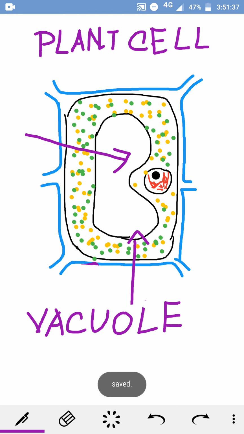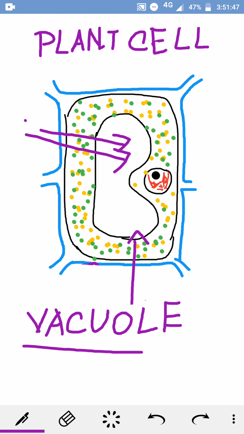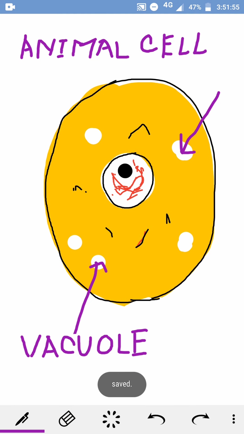In the plant cell, here you see this blank looking space, as if it is empty, nothing is there, but it contains many substances. This blank looking space is called the vacuole. It is large, most of the cell is occupied by the vacuole. It is in a plant cell. In the animal cell, you see the vacuoles are smaller in size, and many in number.